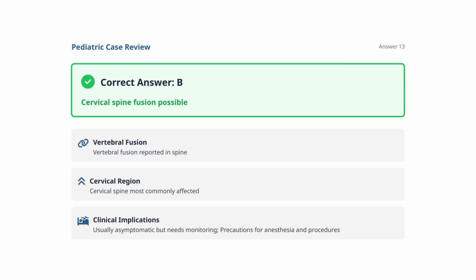Some patients with Apert syndrome have vertebral fusion, particularly in the cervical spine region. While usually asymptomatic, these anomalies are important for anesthesia planning. Spine imaging should be obtained before surgical procedures. Knowledge of vertebral fusion prevents complications during intubation and positioning. Regular neurological assessment monitors for any spinal cord issues.